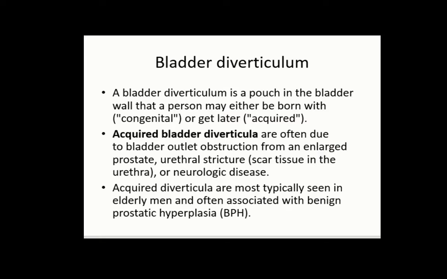A bladder diverticulum is an outpouching in the bladder wall. You also have intestinal diverticulum, a little pouch in the wall, and people can be born with these or they can acquire them. And as I've told you here on the slide, in a gentleman it's usually due to an enlarged prostate, but it can also come from a urethral stricture where there's scar tissue in the urethra from some type of injury or a disease that affects people.